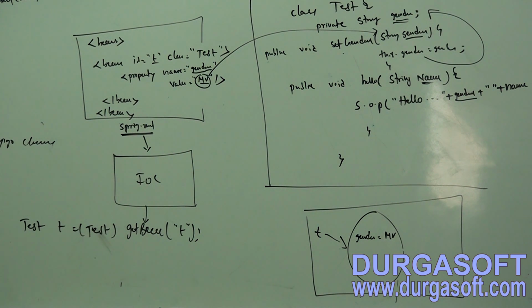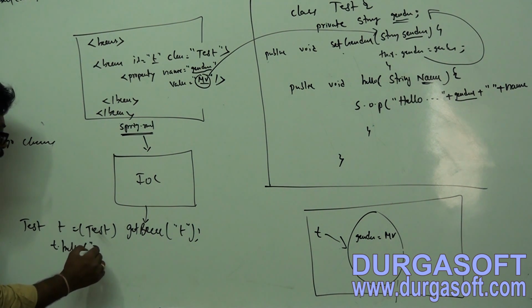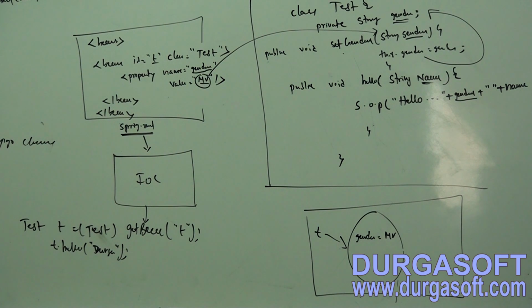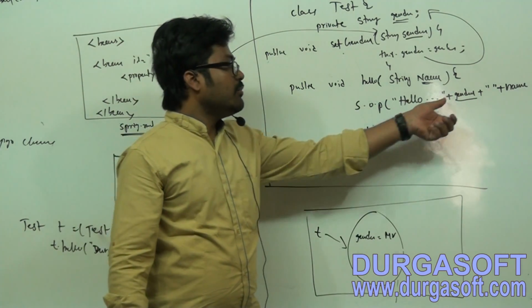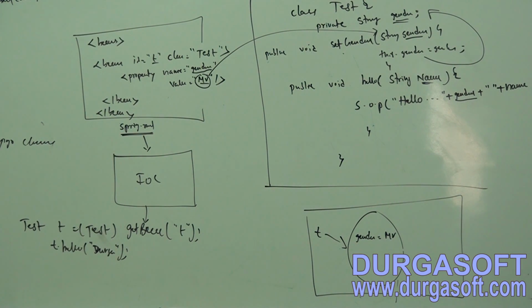After getting that Test class object, by using this Test class reference, if you call the hello method, into hello we should pass the string name, Durga. Then what will it print? Hello, the gender value is Mr., plus the name is Durga. It will print Hello Mr. Durga.